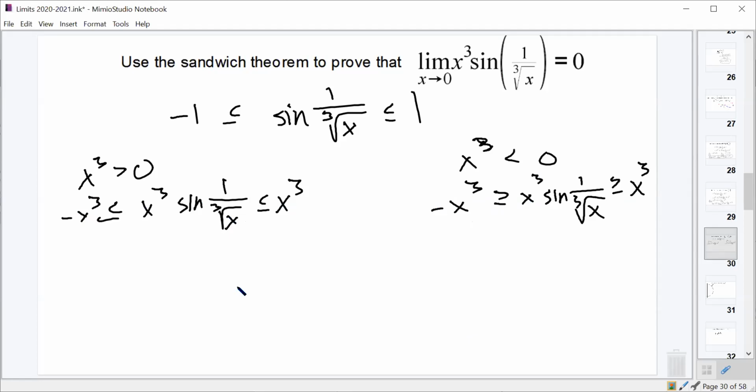So when we go in and find the limits of the left function here, negative x cubed, and the right function here, positive x cubed, as I'm looking at the limit as x approaches 0, can I do a limit as x approaches 0 for this? The answer is no. I can't just do a limit as x approaches 0. Why not?